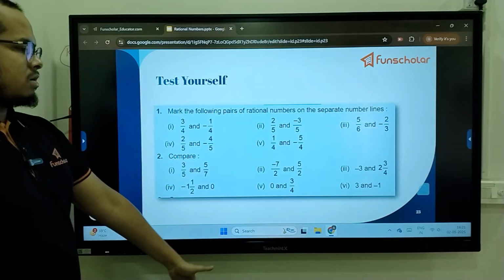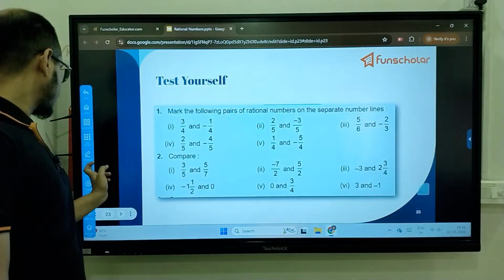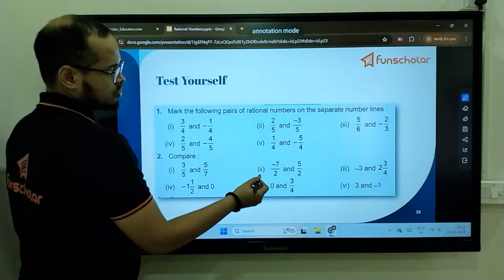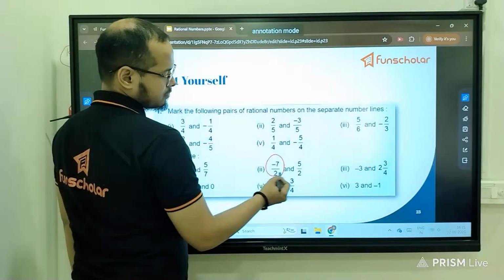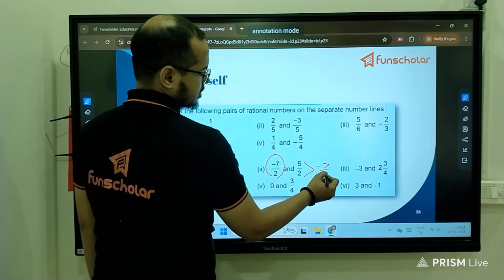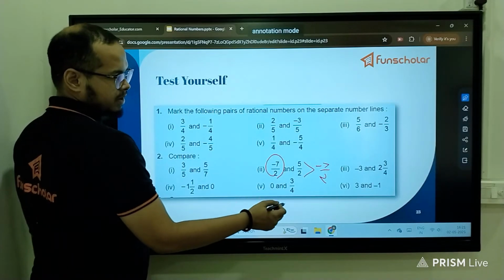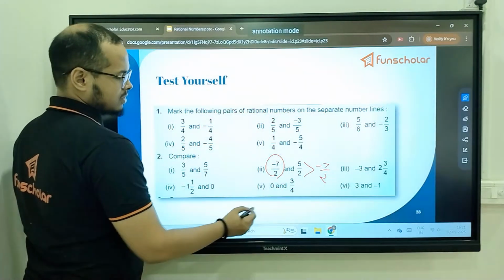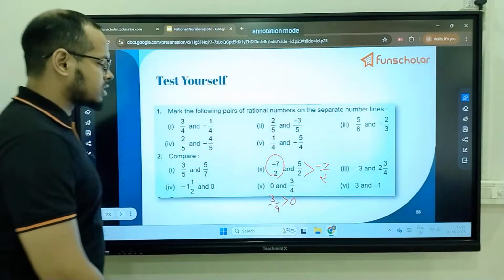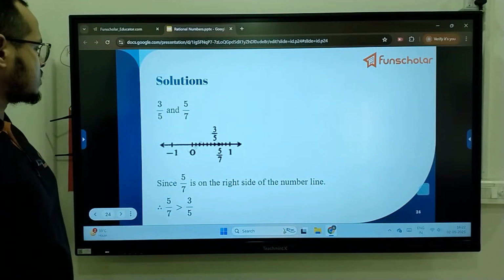Next, compare number 2 and number 5. As we can see, this one is negative and this one is positive, so positive will always be greater. So this is greater than 7 by 2. Here, 3 by 4 and 0: we know 3 by 4 is greater than 0. That's it. This comparison is very easy. Let's go to the next portion.